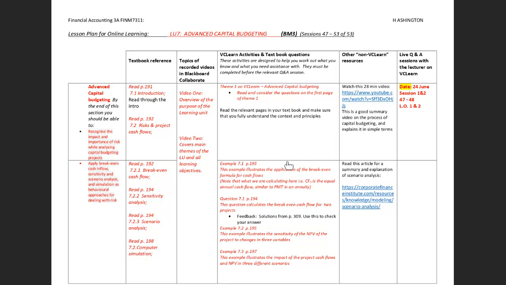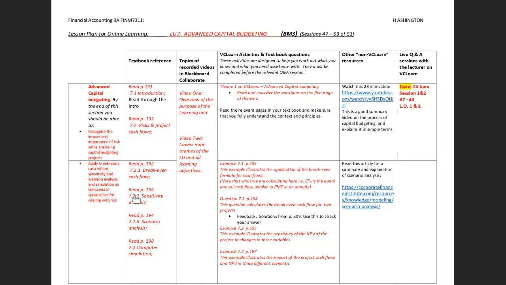So the example 7.1 we've already looked at. That is the break-even cash flow. Okay, and then I've put the note over here on lesson plan. Note that what we are calculating here, in other words, CFN, is the equal annual cash flow, which is similar to PMT in an annuity. It's just a theoretical formula.